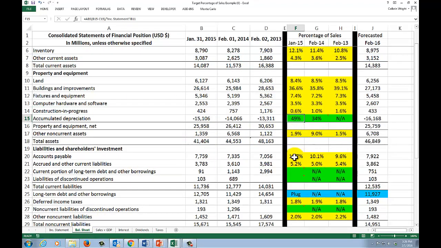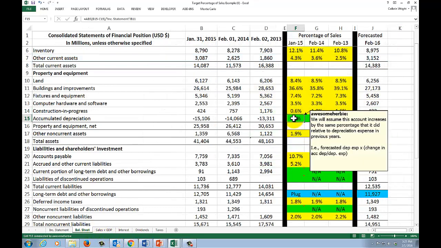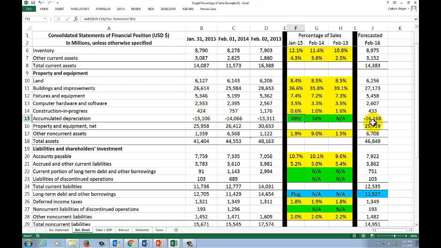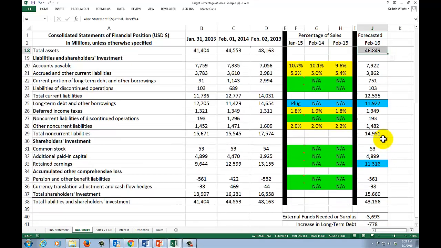The answer is 49%. So let's take 49% of our forecasted depreciation and amortization, which is $2,174 million, and put that much into our accumulated depreciation. That's how I go from $15.1 billion to $16.16 billion: I simply added 49% of our forecasted depreciation and amortization expense. Once we have that, we have all of the assets on the balance sheet, so we're halfway there on the balance sheet.